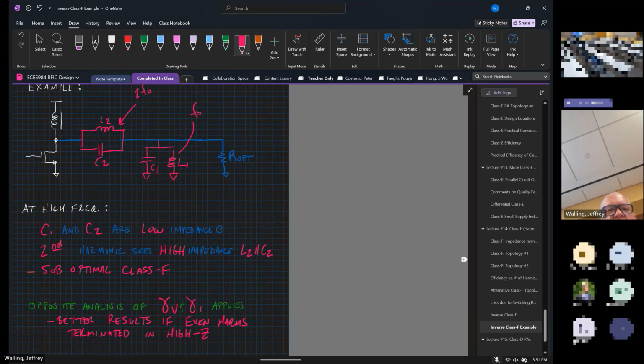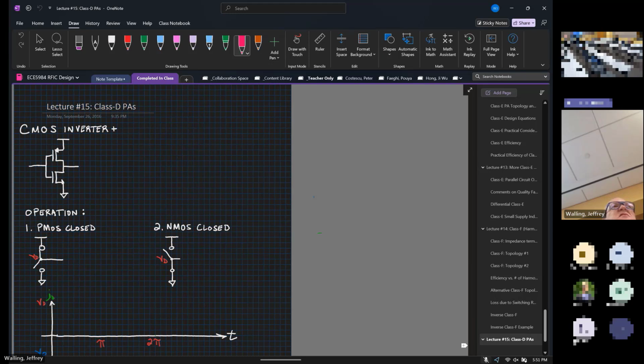Okay, so we've got one last class of switching amplifier to look at. It's called a class D. It might be the easiest of all of the amplifiers conceptually to think about. Analytically, I think it's actually a little bit more difficult than the class F amplifier is, but not too much.